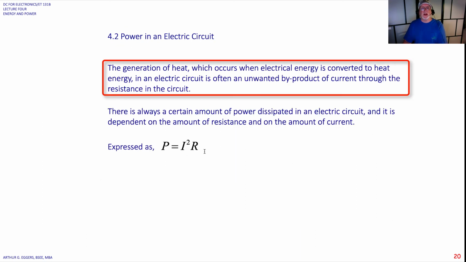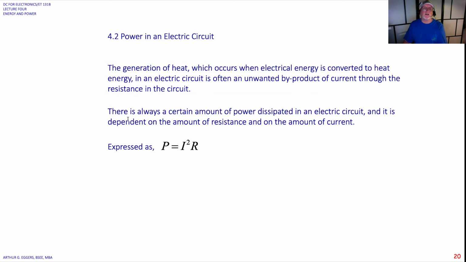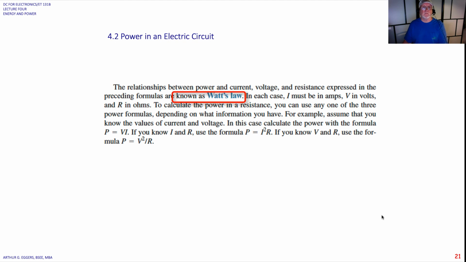So we use that I squared R relationship. The generation of heat, which occurs when electrical energy is converted to heat in an electric circuit, is often an unwanted byproduct of the current through the resistance in a circuit. Thing to remember is there's always some loss. There's always a certain amount of power dissipated in an electric circuit, and it is dependent on the amount of resistance and the amount of current. So you can never get away from that. There's always going to be an amount of I squared R loss or heat. You just want to be aware of it, and if it becomes too excessive, then that becomes a problem.